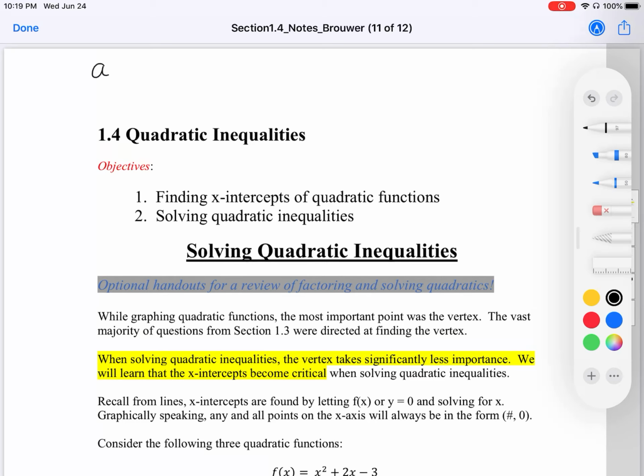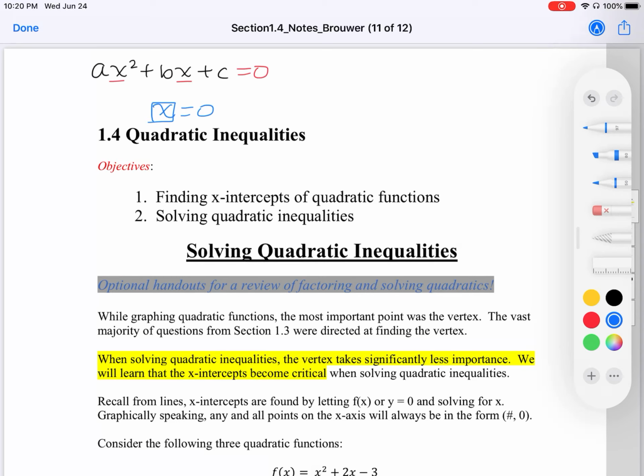In a nutshell, to solve quadratics, we have a quadratic. It needs to be set equal to 0. And we're trying to find the number, in that case x. We're trying to find a number that makes it so the equation is equal to 0. What is that number?